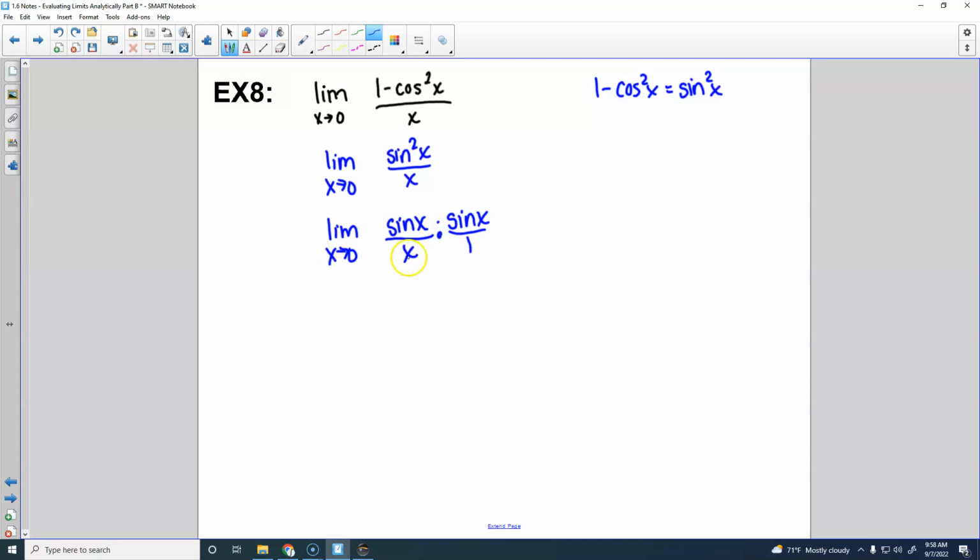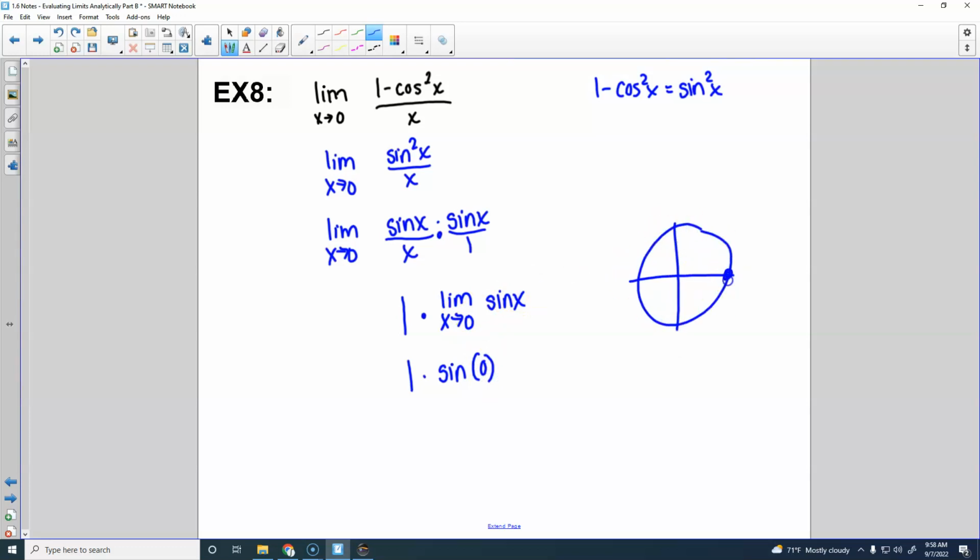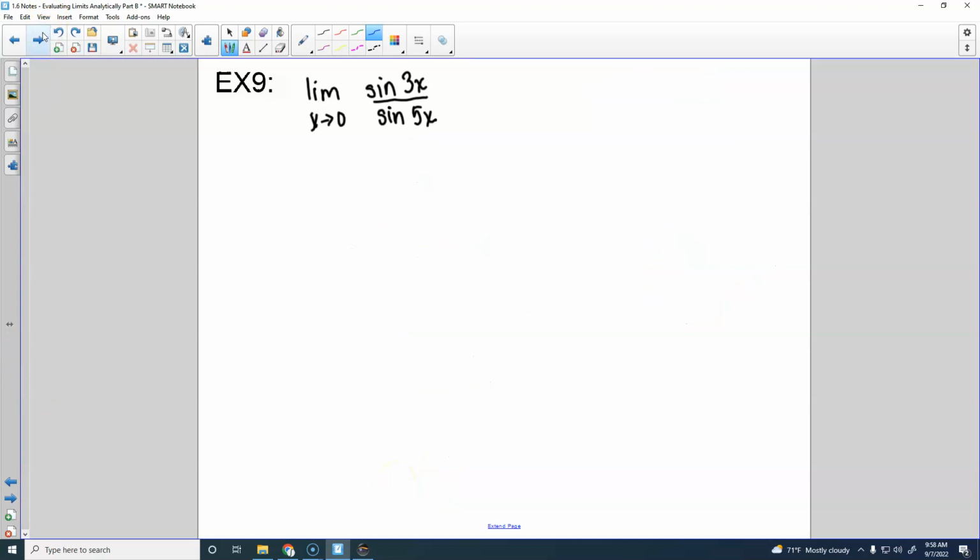For the sake of time, I'm not going to write it, but if I do the limit of sine x over x as x approaches 0, that will equal 1. And then I'll have the limit as x approaches 0 of sine x. So that's 1 times sine of 0. We're just using direct substitution here. What is sine of 0? It's 0. 1 times 0 is 0. Okay. All right.